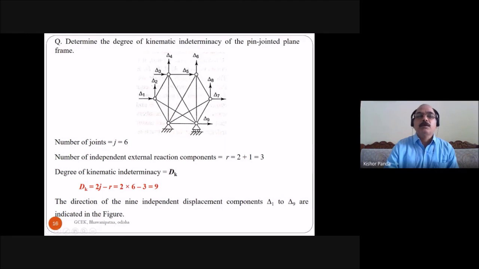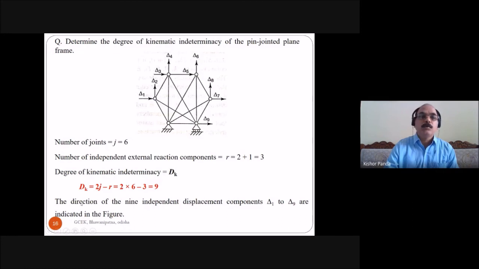And at the roller support, there is only a vertical reaction. So this is a constraint against the vertical displacement. So here only the horizontal displacement takes place. Find the number of external reaction components: here 2, here 1, so 3. Then find the degree of kinematic indeterminacy.